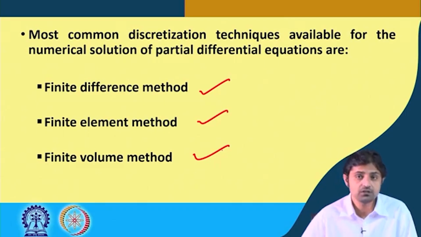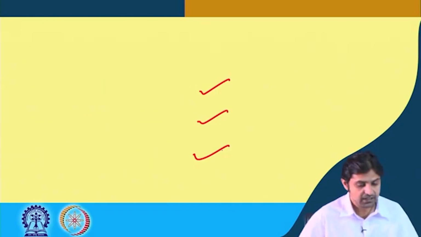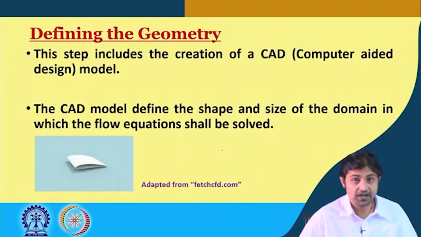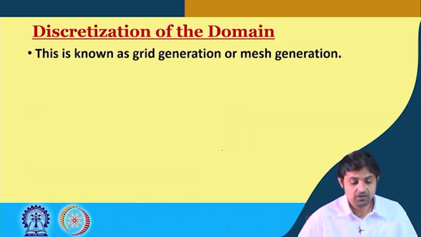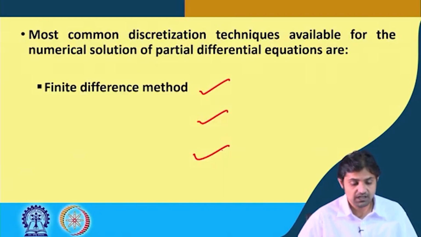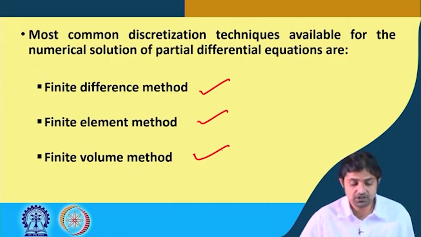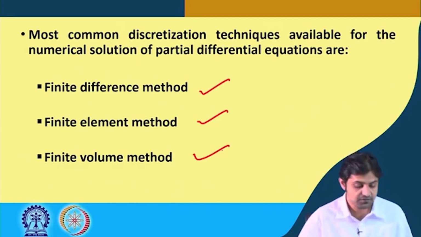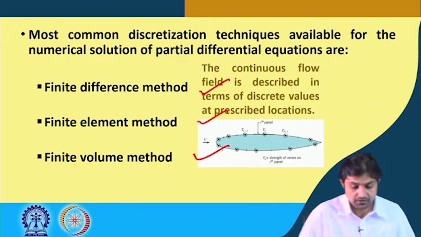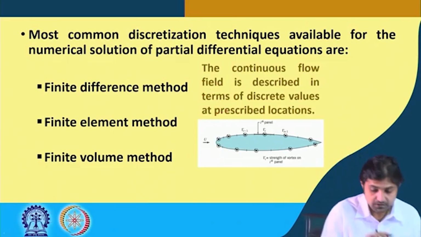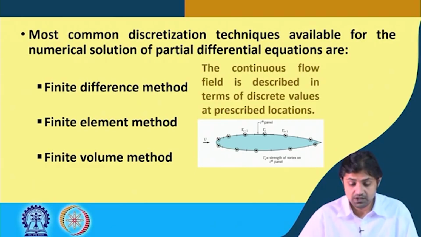First was, which was the first one? If you go back and you see, the first one was defining the geometry. The second one was discretization of the domain, and as I said, discretization of domain can be done using three different methods. First, finite difference method, second is finite element method, and third is finite volume method. All right. So, if you see this figure, the continuous flow field is described in terms of discrete values at prescribed locations.